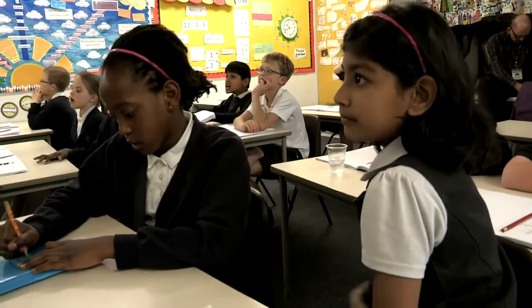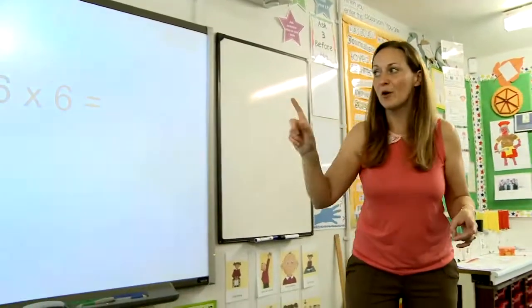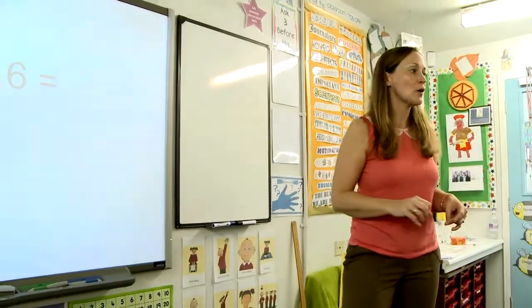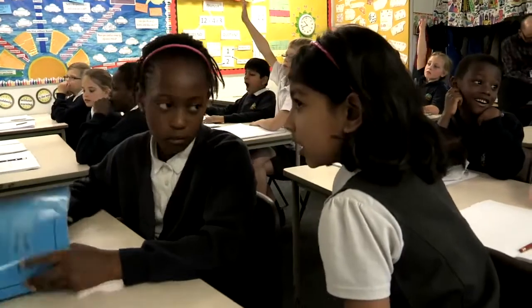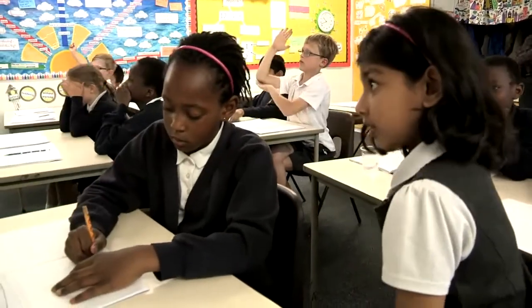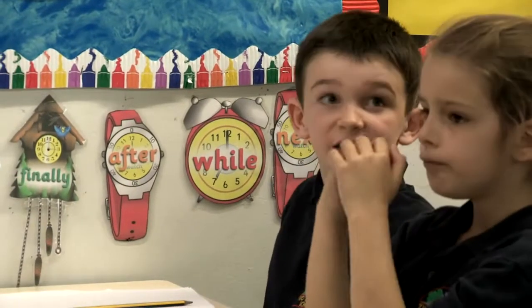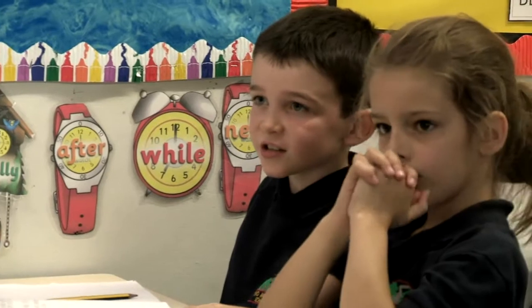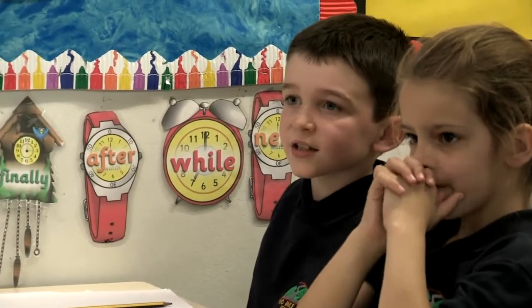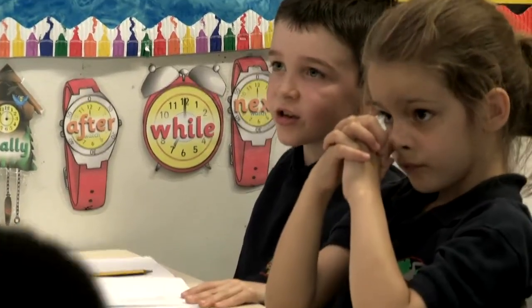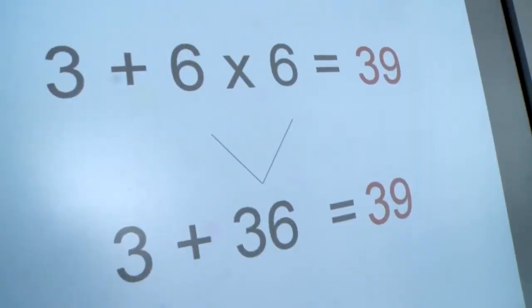For example, when we looked at a multiple with a subtraction and a multiple with an addition, they need to be able to respond to that rule immediately, knowing that the multiple comes first before the addition. Joe. 6 times 6 equals 36. Good boy. 36 plus 3 equals 39. Good boy.